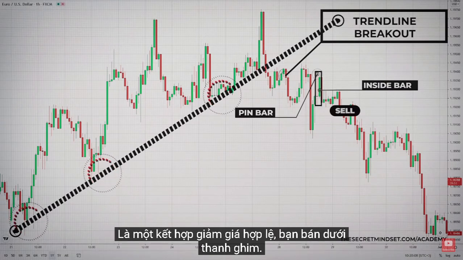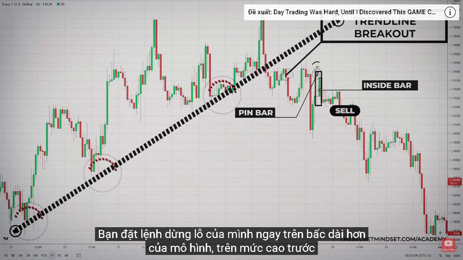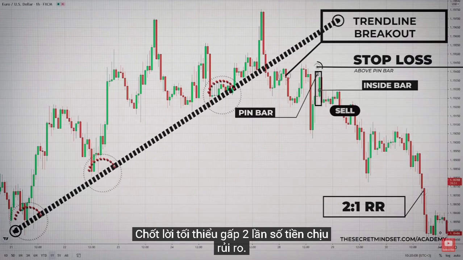Being a valid bearish combo, you sell below the pin bar. You place your stop loss right above the longer wick of the pattern, or above the previous swing high, or even above the broken trend line. Take profit is minimum 2 times the amount risked.